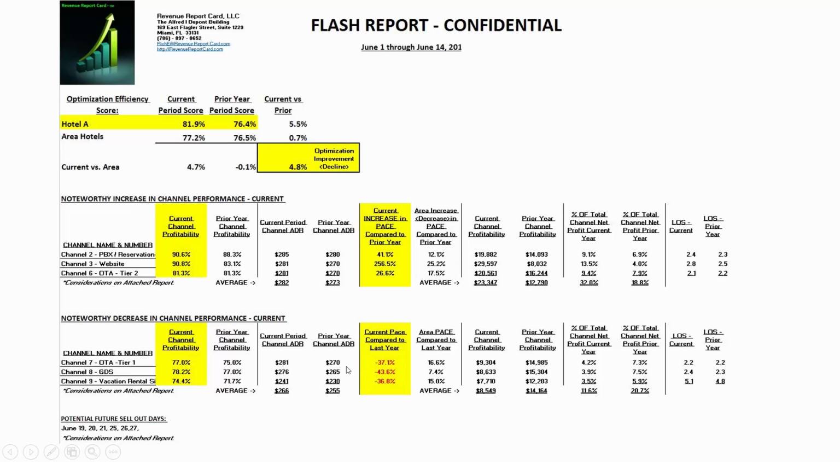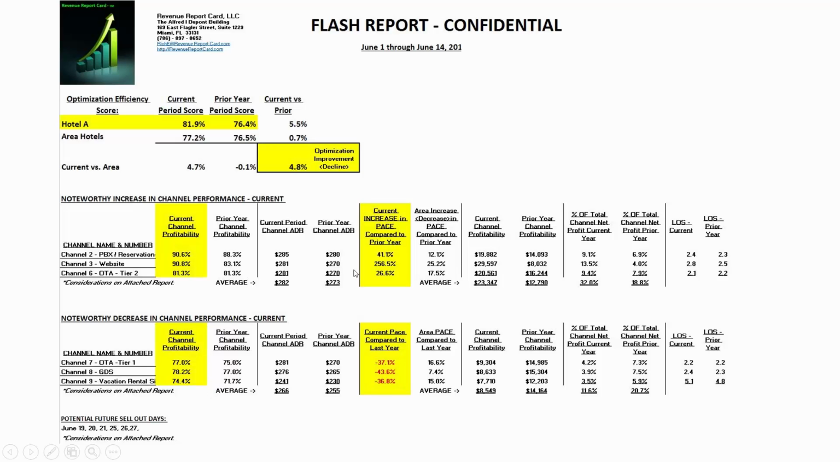Once we determine that the channels that are moving can fill your hotel on the prior year's fill dates, which are located down here, and even more, hopefully, we then make a suggestion to the revenue manager to take a look at a possible change in strategy.